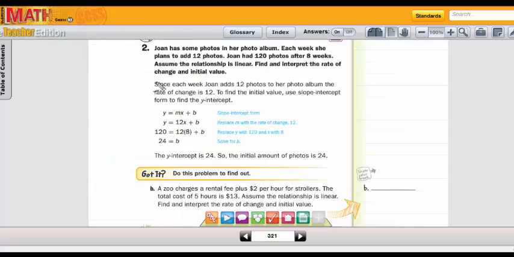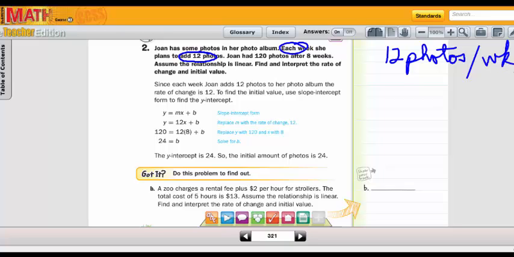Alright, let's take a look at problem number 2. Joan has some photos in her photo album. Each week she plans to add 12 photos. So I would write that over here. We're going to do 12 photos each week, so that's per week. So immediately you should think that this represents a slope. Joan had 120 photos after 8 weeks. Assume that the relationship is linear. Find and interpret the rate of change and the initial value.